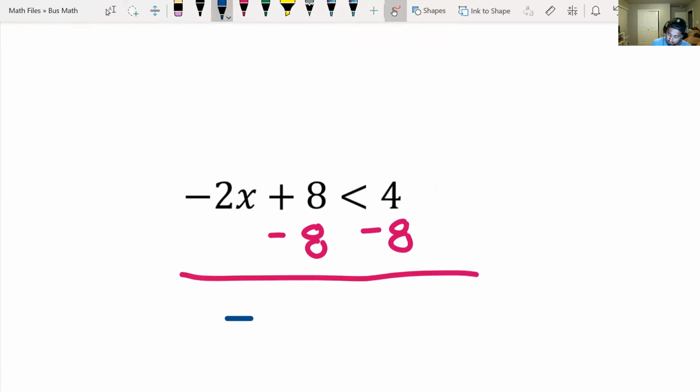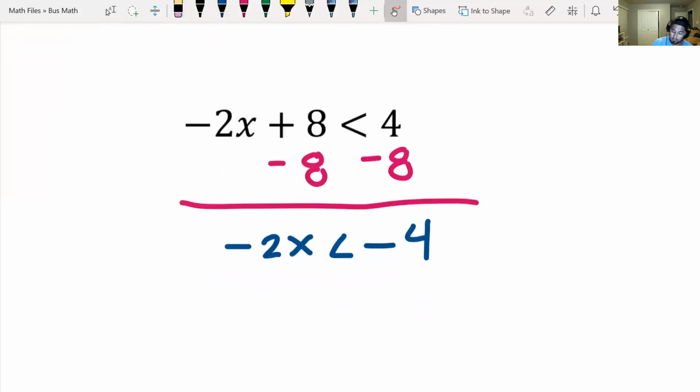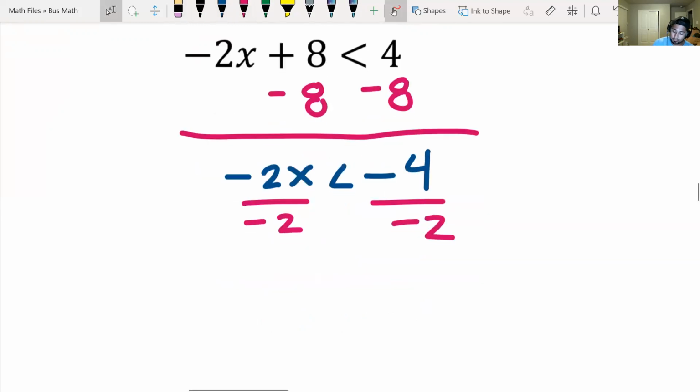And we get negative 2x less than negative 4. And then we'll divide by negative 2. And now something's going to change. Since we divide by a negative on this inequality, the inequality will flip. The inequality will switch. The inequality will reverse, whatever you want to use. So we'll say x is greater than 2.